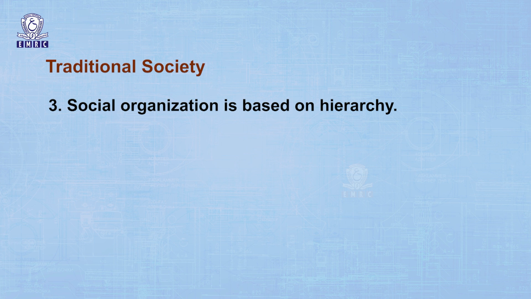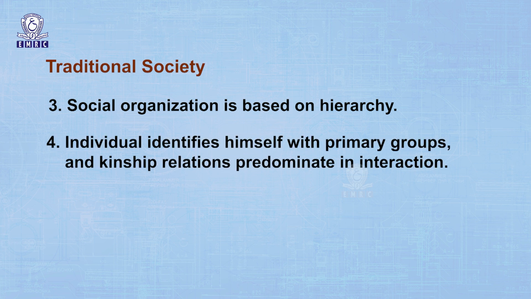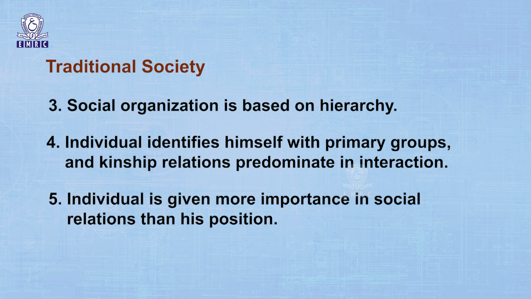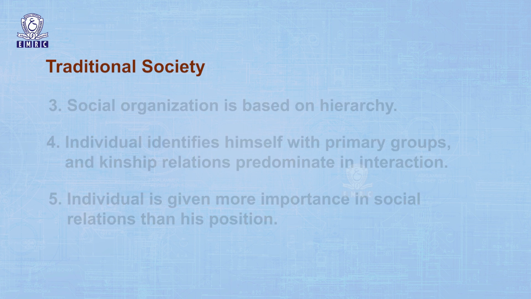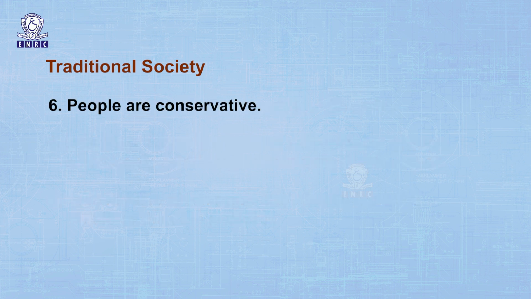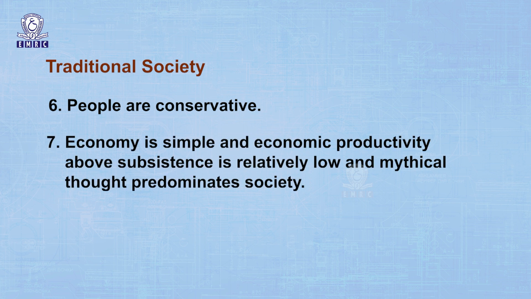3. Social organization is based on hierarchy. 4. Individual identifies himself with the primary group and kinship relations predominate in interaction. 5. Individual is given more importance in social relations than his position. 6. People are conservative. 7. Economy is simple, economic productivity above subsistence is relatively low, and mythical thought predominates society.